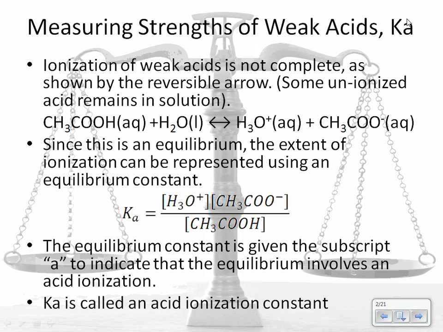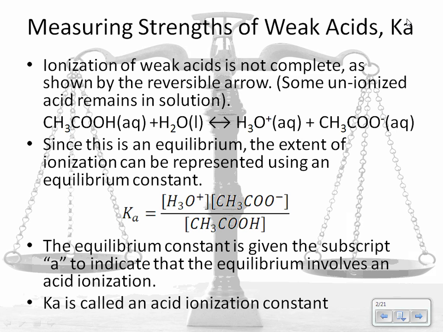So, measuring the strengths of weak acids, we use something called Ka. The ionization of a weak acid is not complete, and we know that because we talked about it yesterday. We talked about how only some of it will actually ionize, and it's usually a very small percentage. So, since this is an equilibrium, the extent of ionization can again be represented using the equilibrium constant. And we call it Ka, again, because in this case we're referring to an acid.